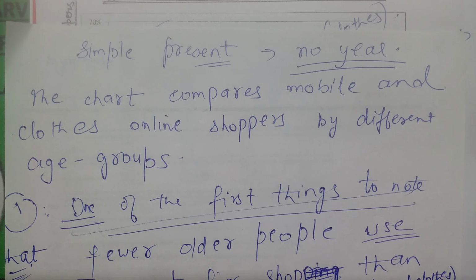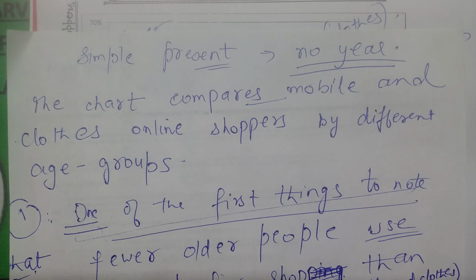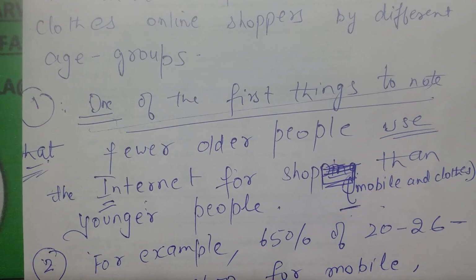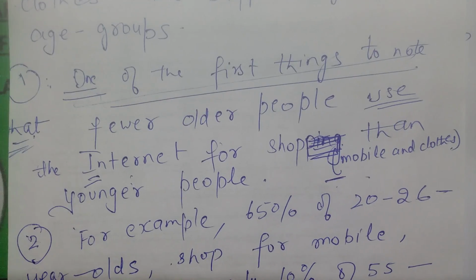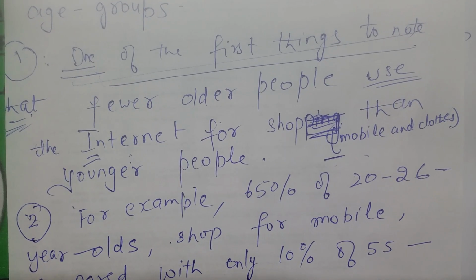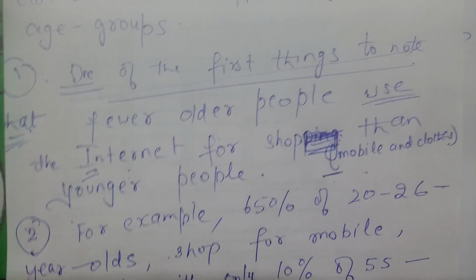तो ग्रामर मेरी ठीक है, यहाँ एस नहीं है वहाँ एस लगा दिया, सिंपल प्रेजेंट टेंस में इंट्रो आ गई. मैंने इसमें कंक्लूड नहीं लिखा, जब मैं कहूँगा ओवरऑल नहीं लिखा. One of the first things to note is that fewer older people use the internet (बुजुर्ग लोग कम यूज़ करते हैं) for shopping mobile and clothes than younger people. तो ये थोड़ी सी मैंने लैंग्वेज को करेक्ट किया था जो मैंने कटिंग कर दी.